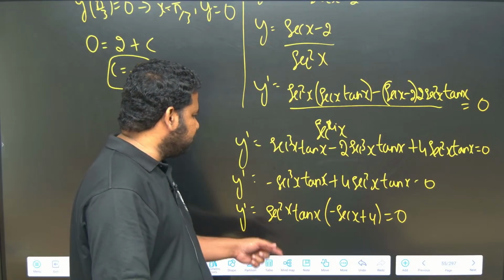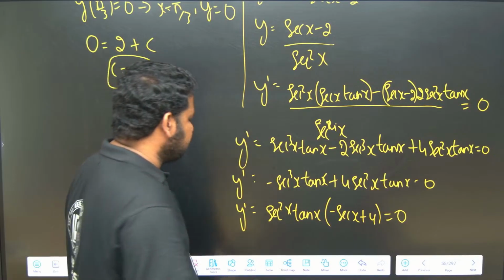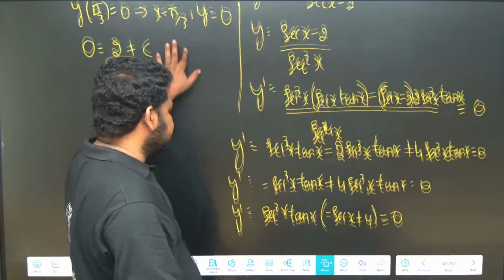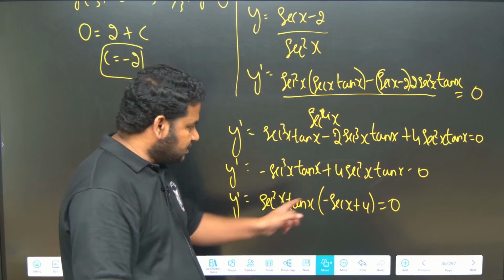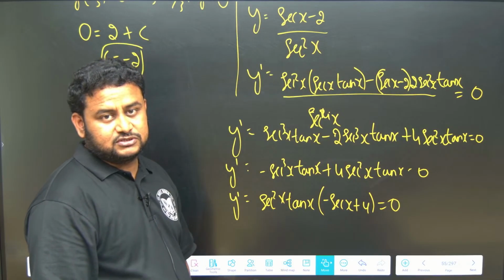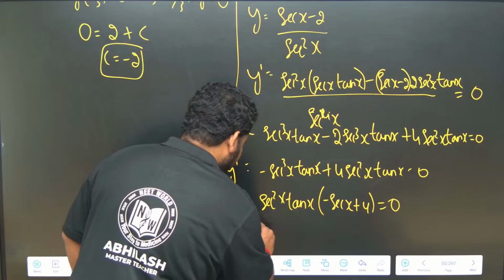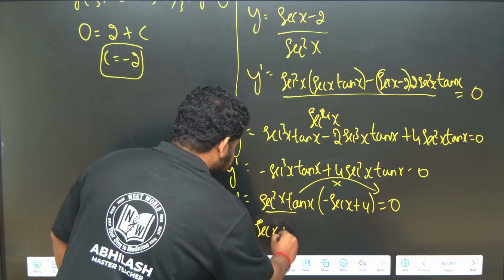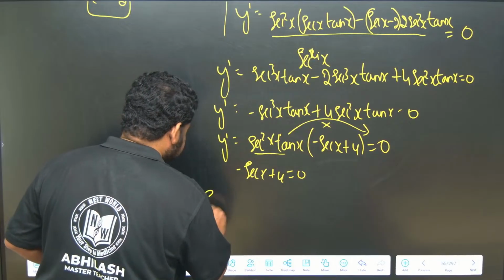Now here if I put it equal to 0, what are they telling? They are telling x lies between 0 and pi by 2. So secant square x tan x, if it has to come equal to 0, I have to put x is equal to 0 or something, but we cannot take x is equal to 0 because they are telling it is greater than 0. So this cannot be equal to 0. I should take minus secant x plus 4 is equal to 0. This gives me secant x is equal to 4.